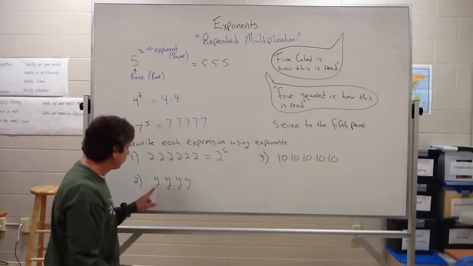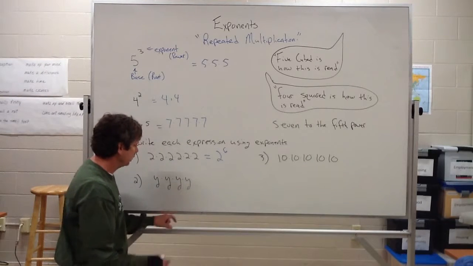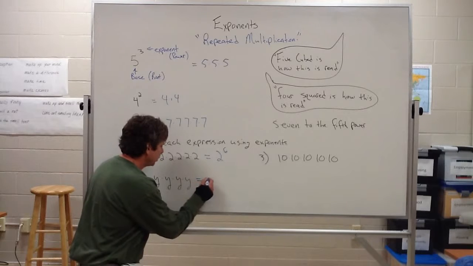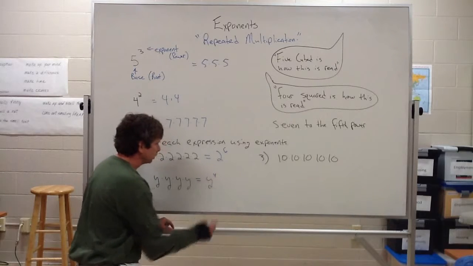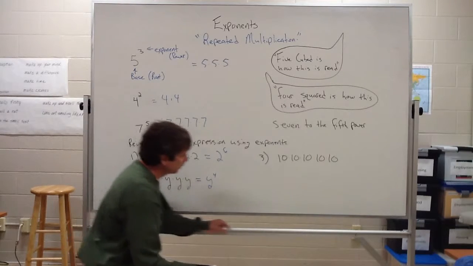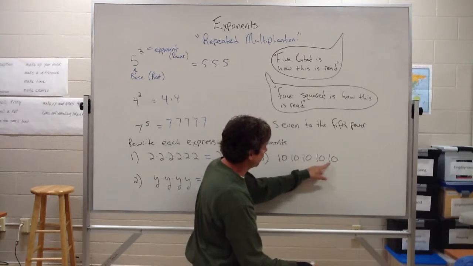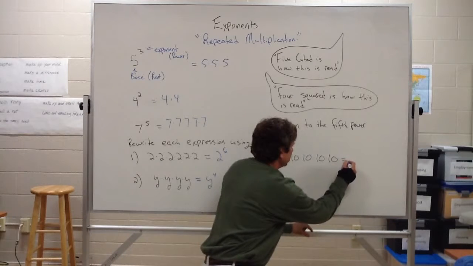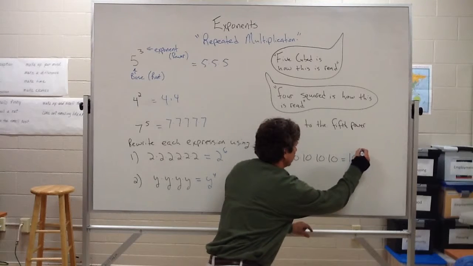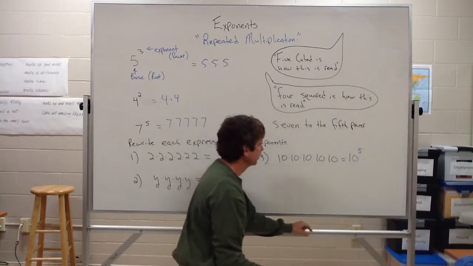This one here, we have y times y times y times y. Using exponents, that would be y to the 4th power. This last example, we have 10 times 10 times 10 times 10 times 10. That would be then 10 to the 5th power.